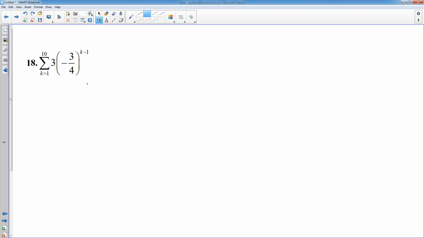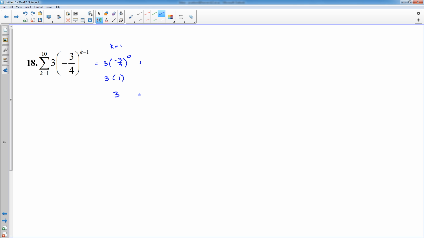Skills, man. 3 times negative 3/4 to the k minus 1, going from 1 to 10. And this one is going to be a little bit tricky. If I plug in 1 for k, if k is equal to 1, I would have 3 times negative 3/4 to the 1 minus 1, which is 0. Negative 3/4 to the 0, anything to the 0 is 1, so my first term ends up being 3.